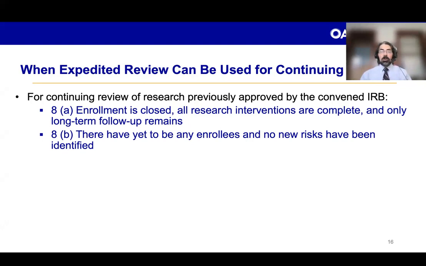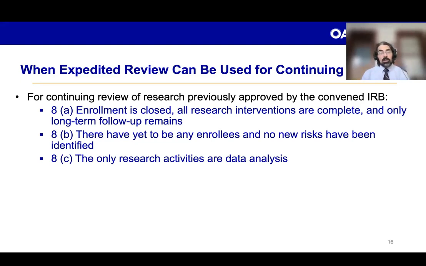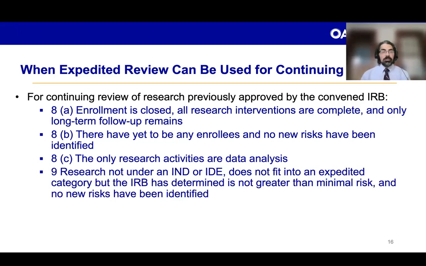A convened board can determine at the time of initial review that a study poses minimal risk and fits into an expedited category. And then finally, if the only study activities left are data analysis, it can proceed through expedited review. This means that participant involvement is entirely complete and that there won't be any other new participants.